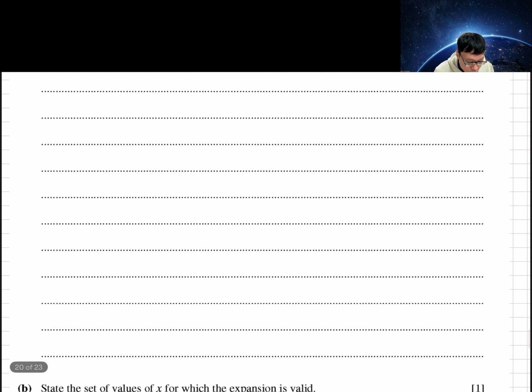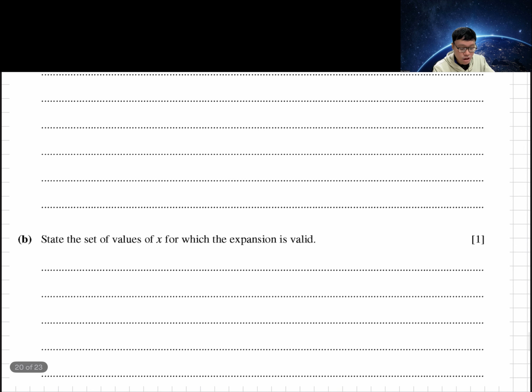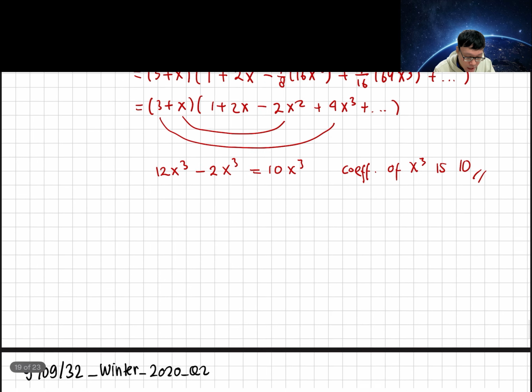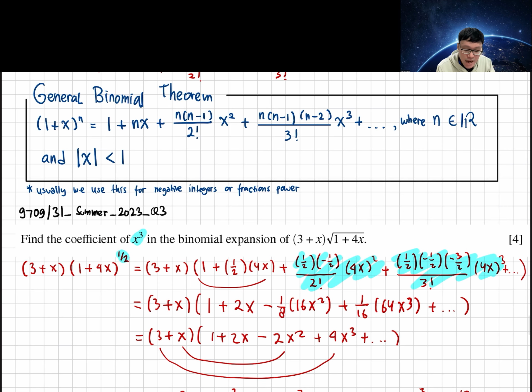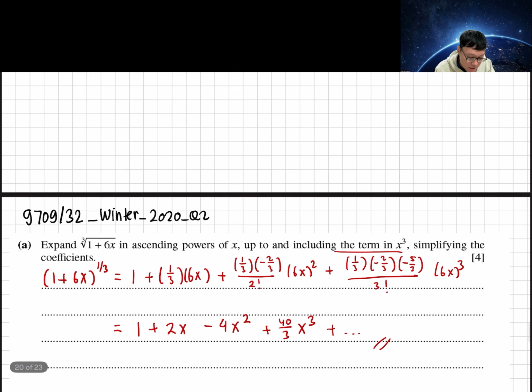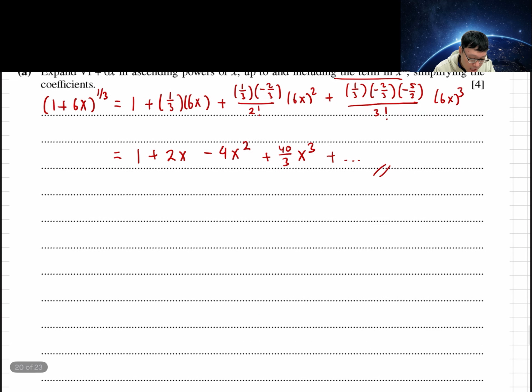Now, we have the second question here. State the set of values of x for which the expansion is valid. If you still remember, (1 + x) exponent n, for n a real number, has a condition. It only works where the modulus of x is less than 1. But in this case, we have 6x instead of x. So just replace that with 6x.